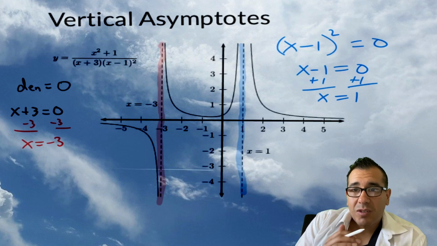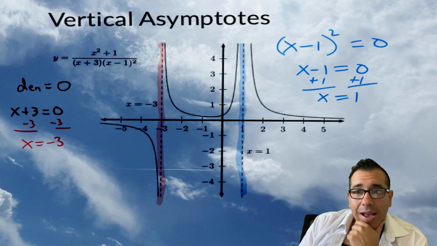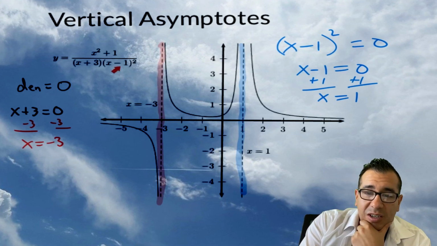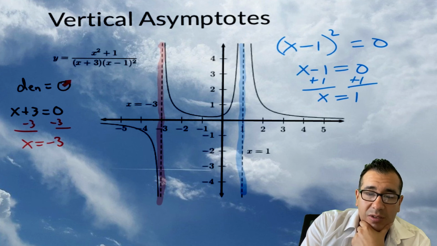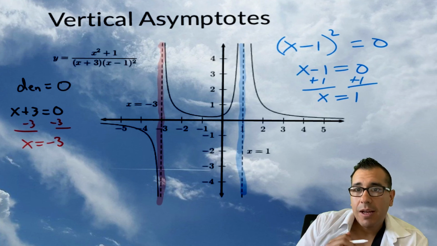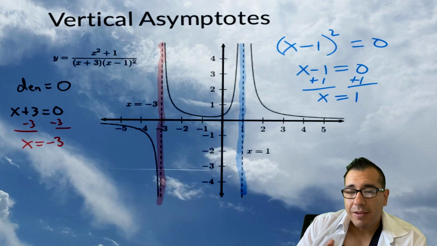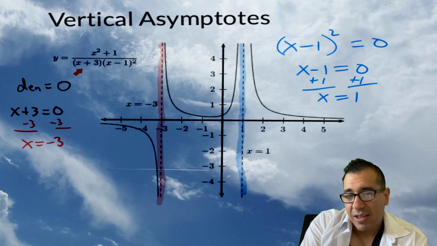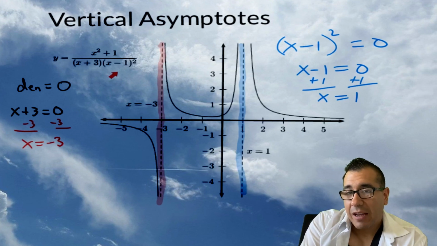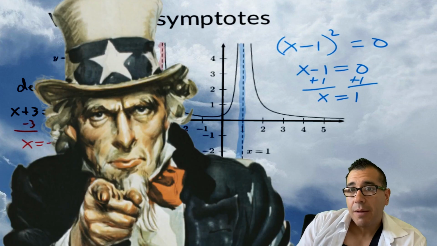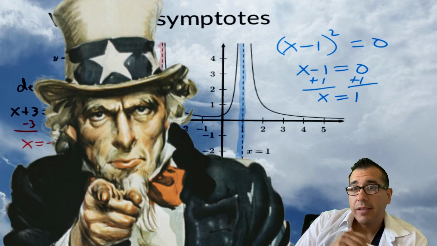So the big story here, when you're looking for these vertical asymptotes, is you're setting your denominator factors equal to 0. Big word of advice, big precaution: if these are not factored, then it's going to be your job to first factor the denominator.